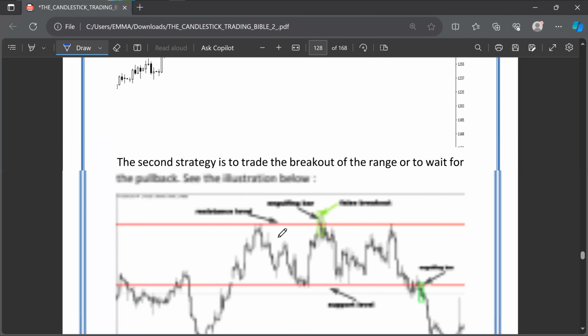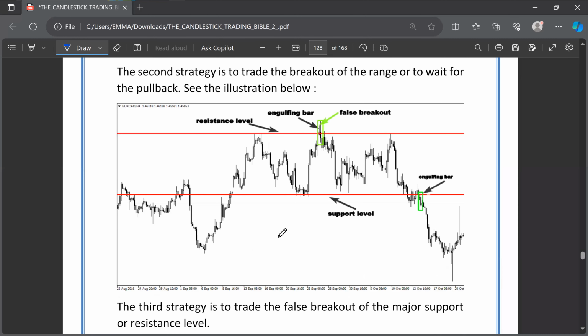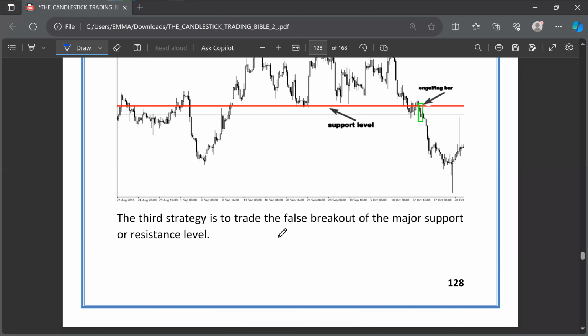Simple. The second strategy is to trade a breakout of the range or to wait for the pullback. You can wait for a pullback or you can just enter. It's as simple as that. I don't want to talk too much here. The third is to trade a false breakout of the major support level or resistance, a major support or resistance level, right?